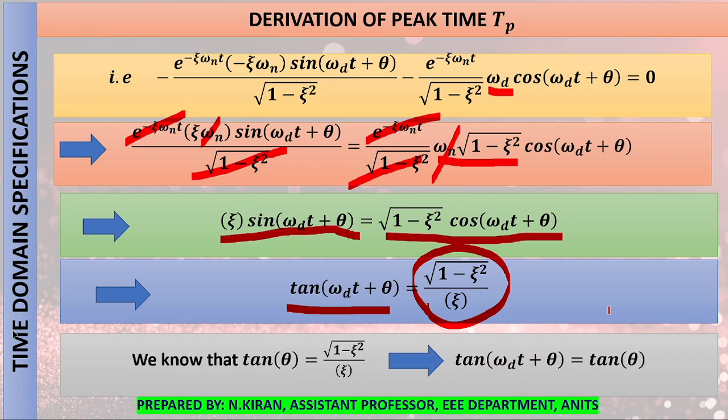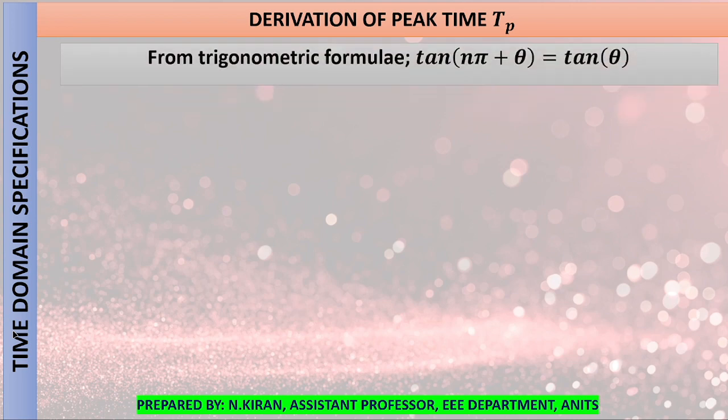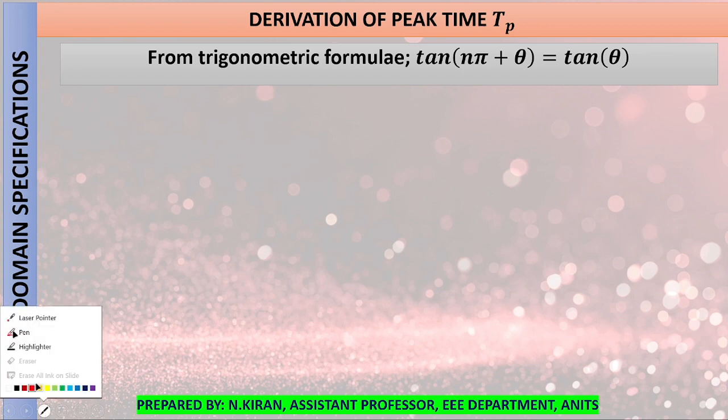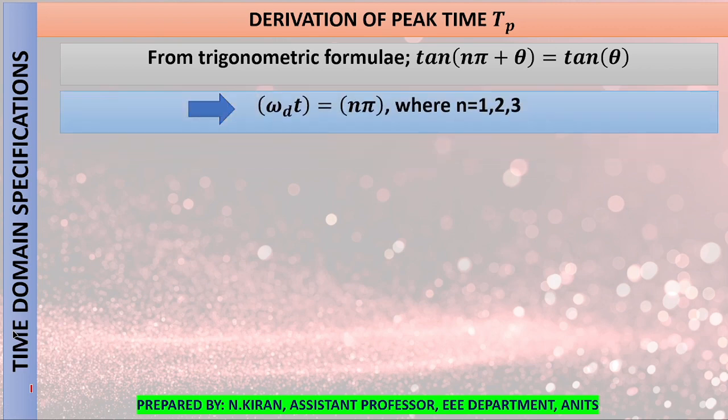So now from trigonometric analysis we know that tan of n pi plus theta is equal to tan theta. So if I compare this with the previous expression, I can conclude that omega d t is equal to n into pi, where n is 1, 2, 3.